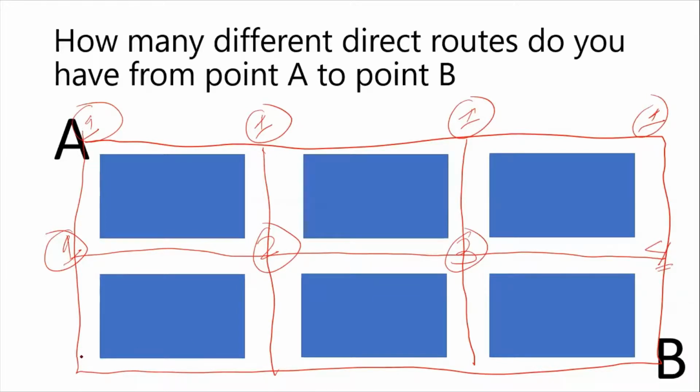Then we carry over again 1. Then we add this value with this 1 here, so we get 3. Then 3 plus 3, we get 6. And 6 plus 4, we get 10. In short, this figure or this representation has 10 different direct routes from A to B.